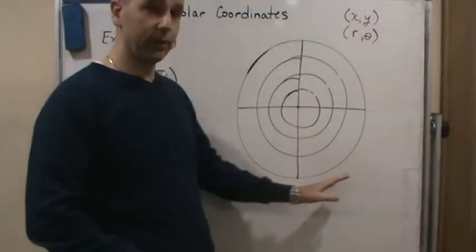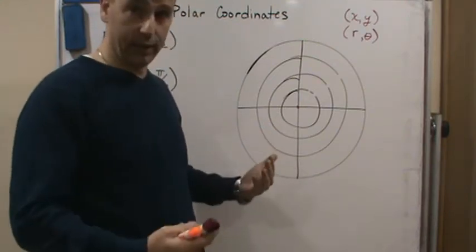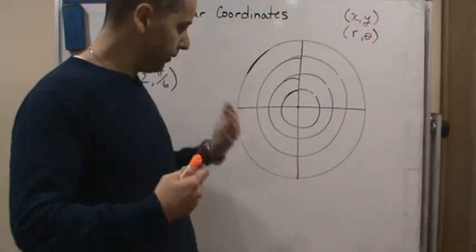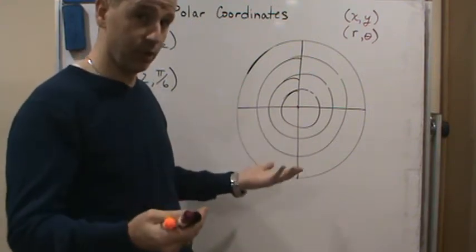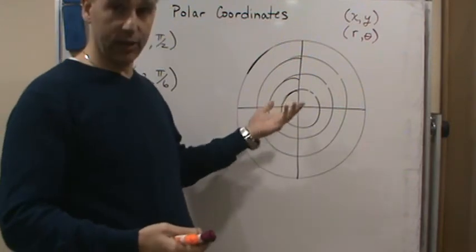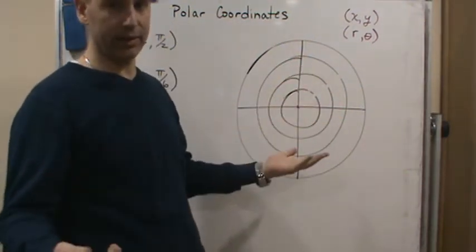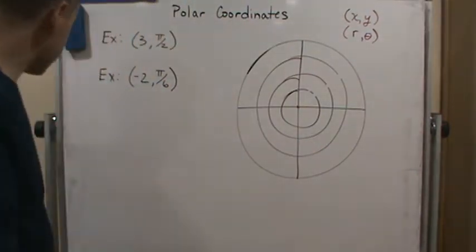So again, think about the unit circle. This is very analogous to the work we did with the unit circle, with the angles and everything. The only difference is instead of dealing with a radius of 1, we're dealing with radii of different sizes. So let's plot the first one.